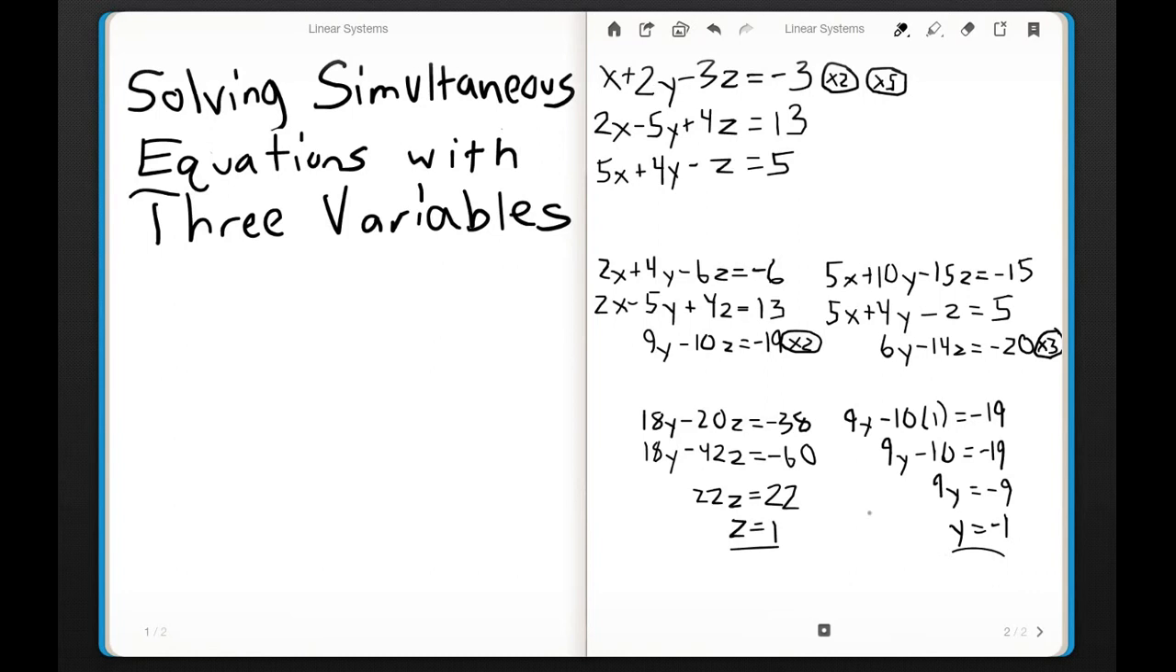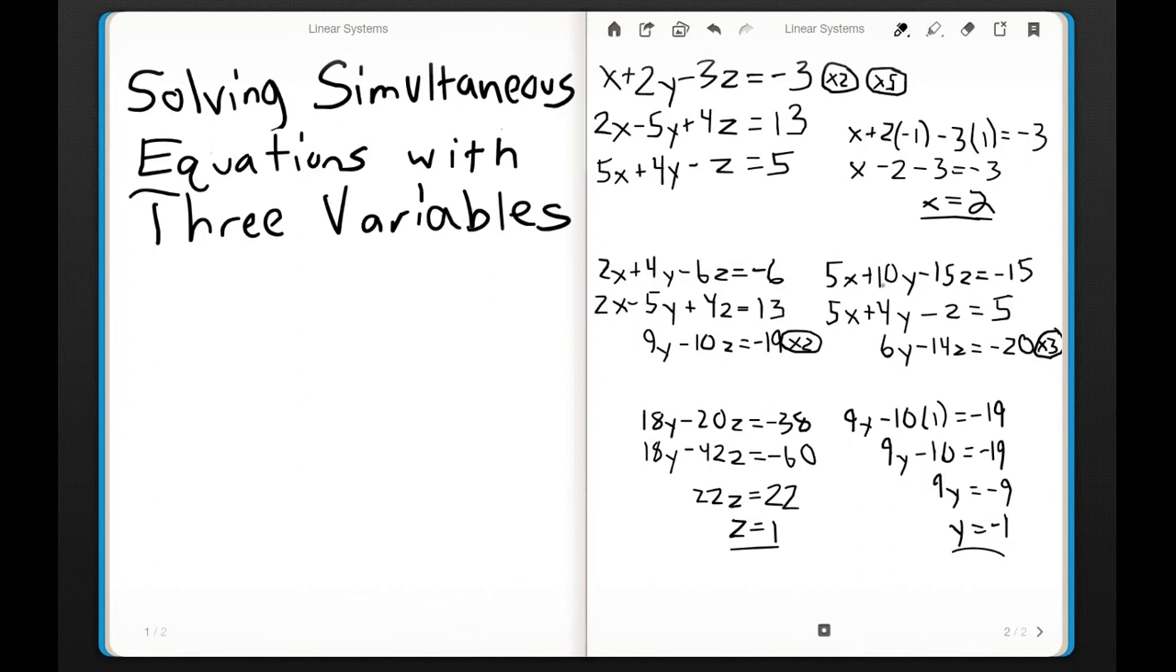And now, finding x, we want to choose any equation with all three variables and substitute both y and z into that. So let's pick the very first one here. We'll have x plus 2 times y of negative 1 minus 3 times z of 1 equals negative 3. So this will be x minus 2 minus 3 equals negative 3. So x will equal negative 3 plus 2 is 2.